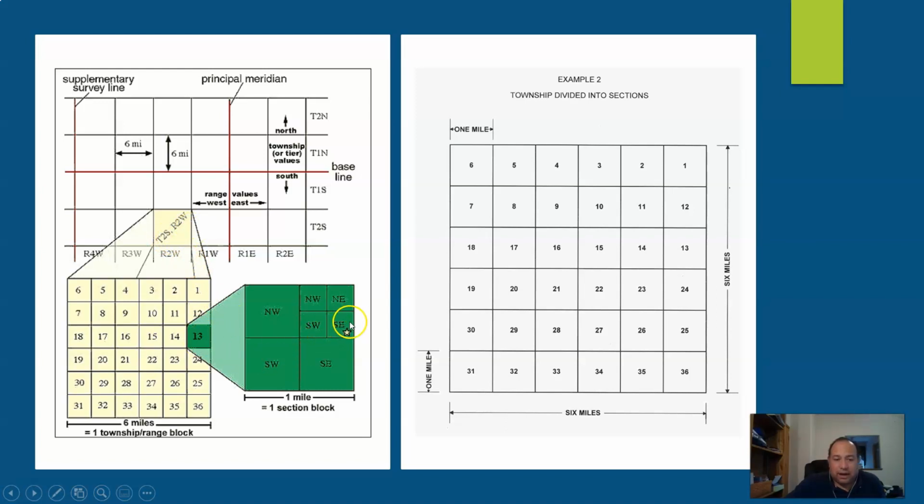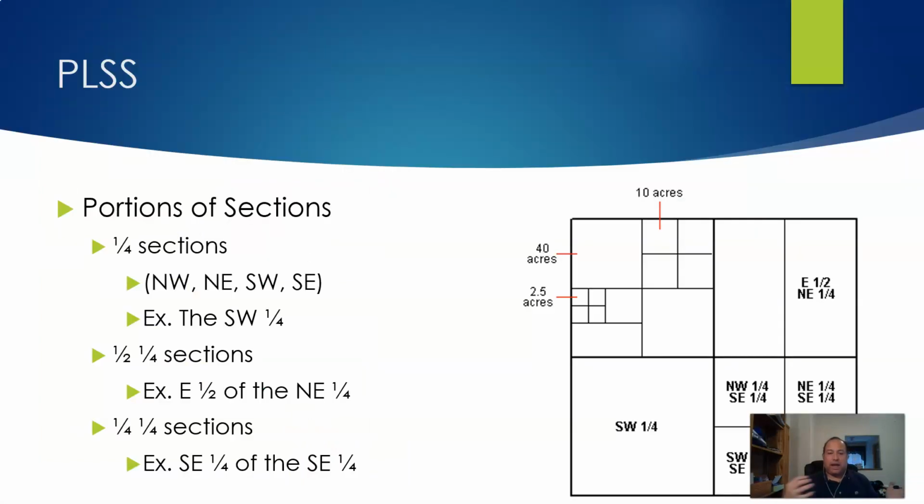So let's go over that again. I'm in the southeastern quarter of the southeastern quarter of the northeastern quarter of section 13, township 2 south, range 2 west. Once you get used to that, it's a language that is pretty easy to understand. You just have to think about it and try and keep it as clear as you can.